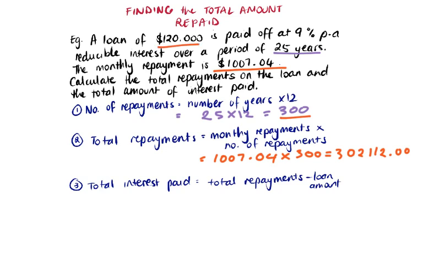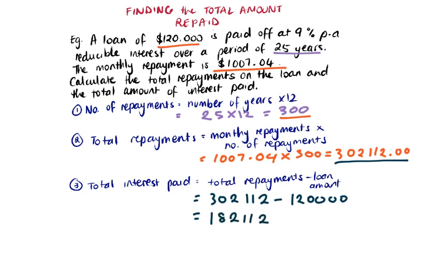So the last thing that we're going to do is calculate the total interest paid. And for that, we're going to subtract the total repayments by the loan amount. So that's this amount here by the loan amount, which was 120,000. And if we subtract those, we get that. So as you can see, we've actually paid more interest than the original amount borrowed.